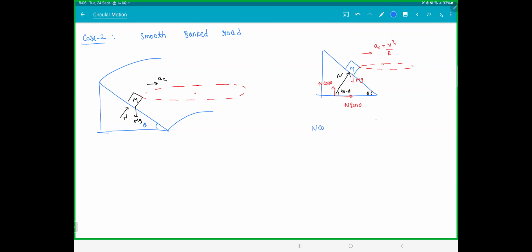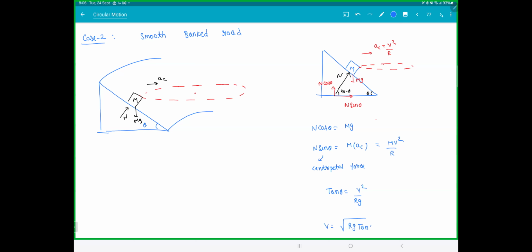So N cos theta is balancing your weight, and N sin theta is providing the centripetal acceleration. So here, who is the centripetal force? N sin theta. This is the centripetal force, which is mv square by r. If you divide them, you end up with tan theta is equal to v square by rg. So we get v is equal to root over rg tan theta.